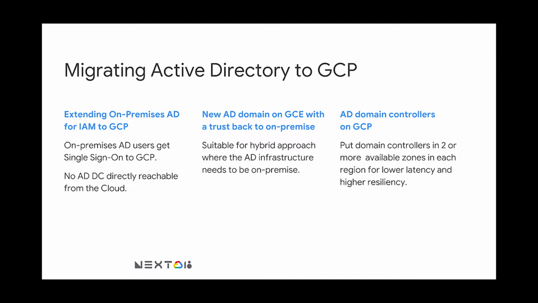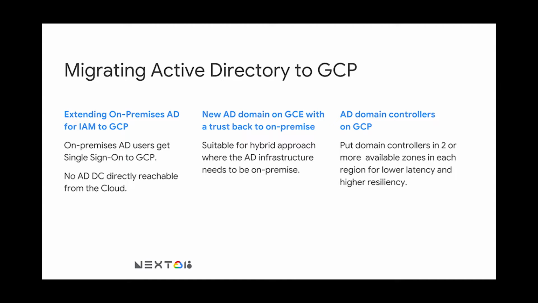The two other ways to move Active Directory are a hybrid approach or an all-in approach, as I call it. You can actually have a full trust relationship between a domain controller on-premise and a domain controller in Google Cloud. And you can achieve this via VPN or interconnect.